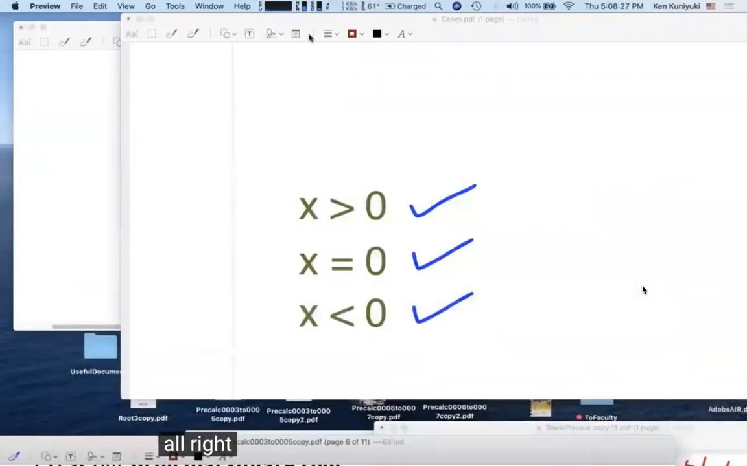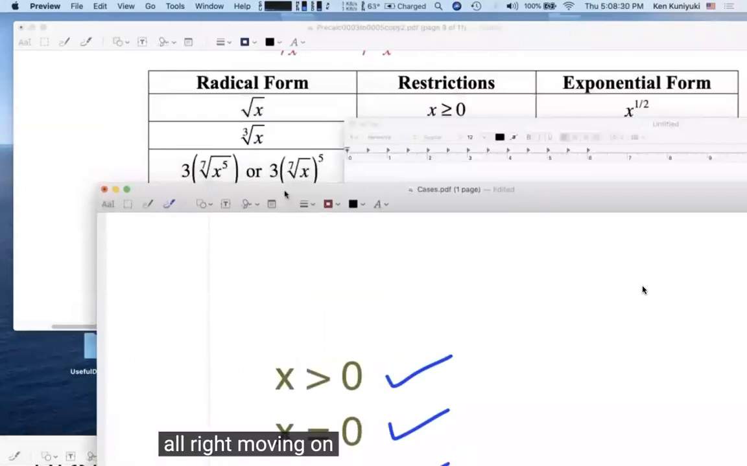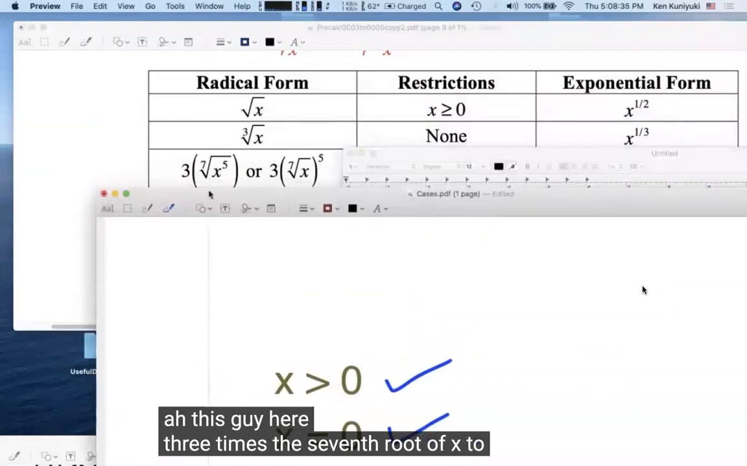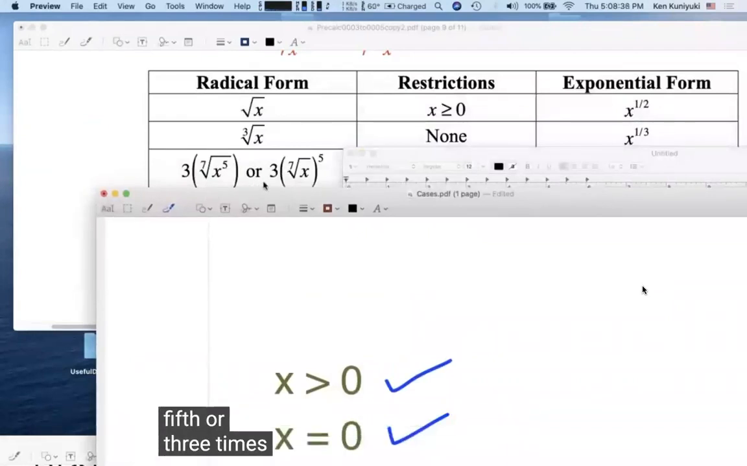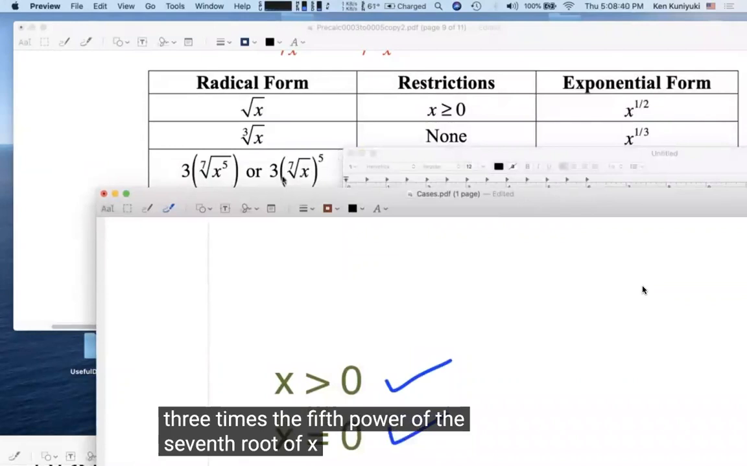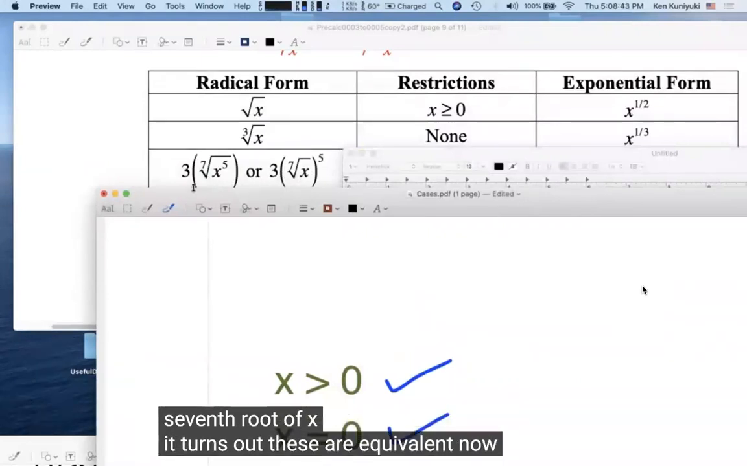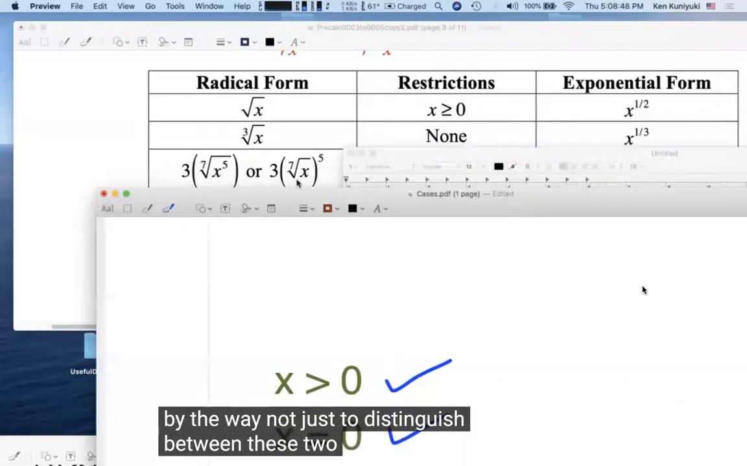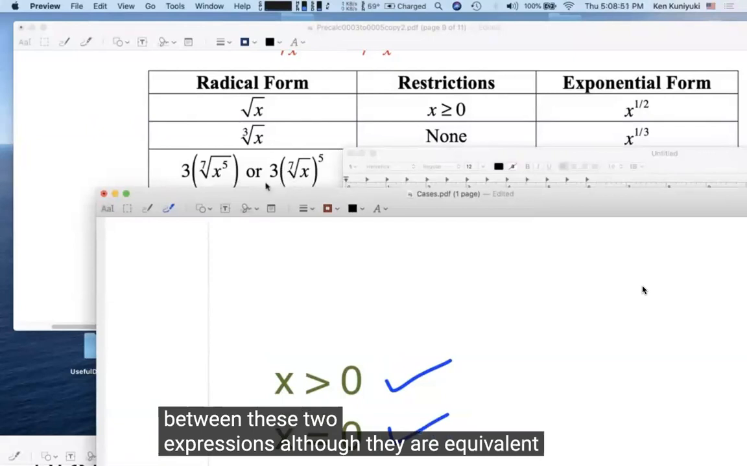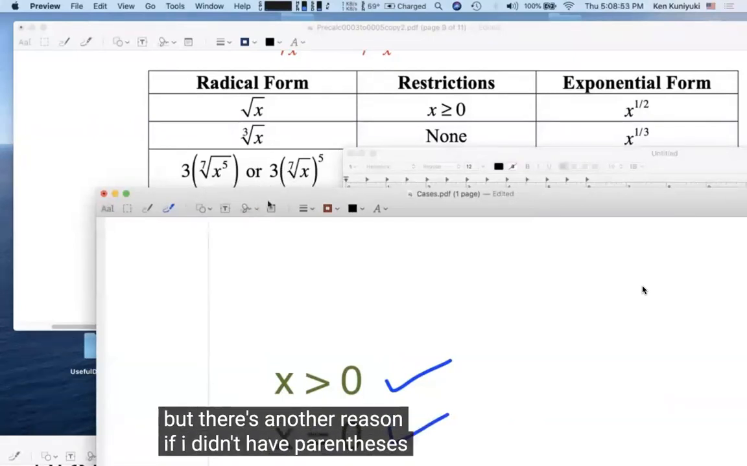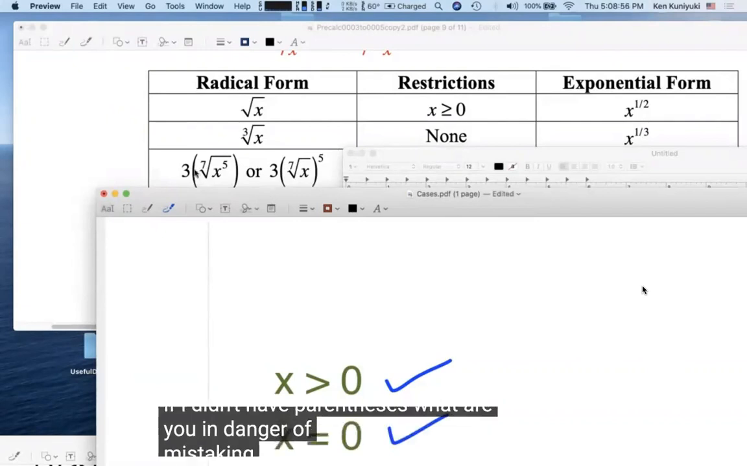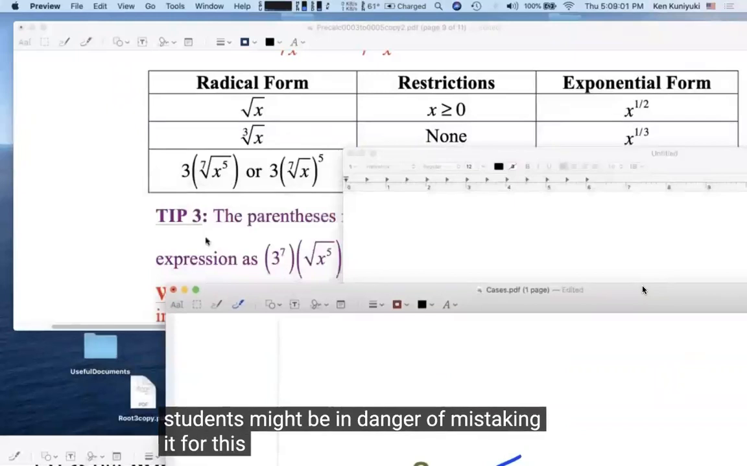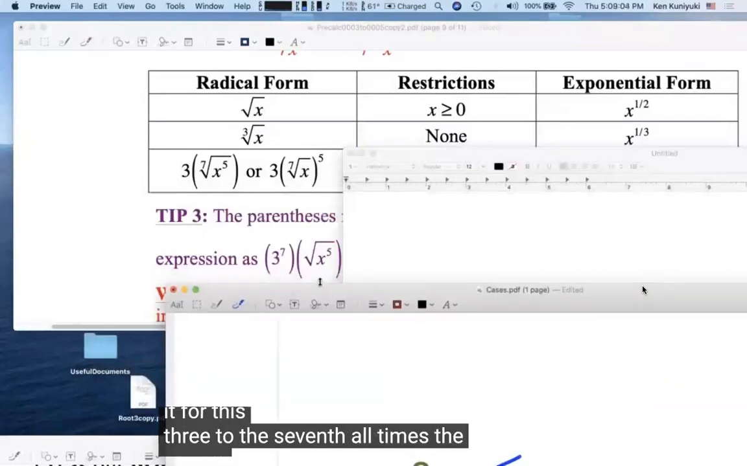All right, moving on. This guy here. 3 times the 7th root of x to the 5th, or 3 times the 5th power of the 7th root of x. It turns out these are equivalent. Now, why am I putting parentheses, by the way? Not just to distinguish between these two expressions, although they are equivalent, but there's another reason. If I didn't have parentheses, what are you in danger of mistaking this for? I think a lot of students might be in danger of mistaking it for this. 3 to the 7th all times the square root of x to the 5th.